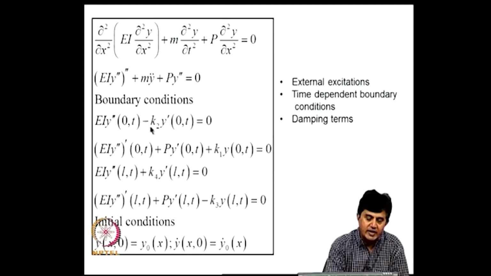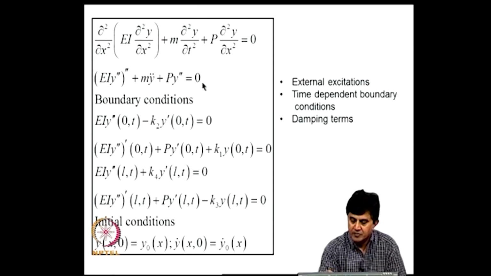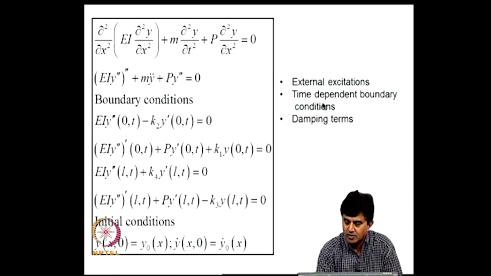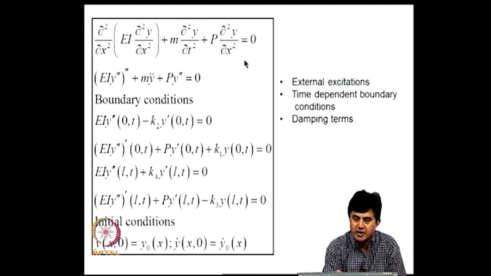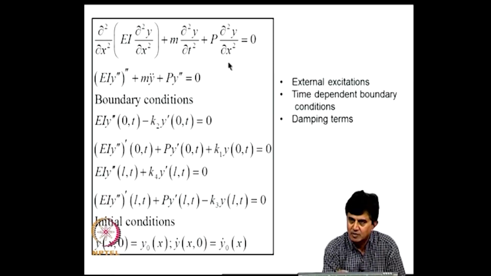To this, of course, we can add the effect of any external excitations or time dependent boundary conditions, as in case of earthquakes, of course damping terms and so on and so forth. So, this would be the governing equation, the generalization of static beam column for a dynamic situation. Okay. So, in our analysis subsequently we will consider some of this as we go along.